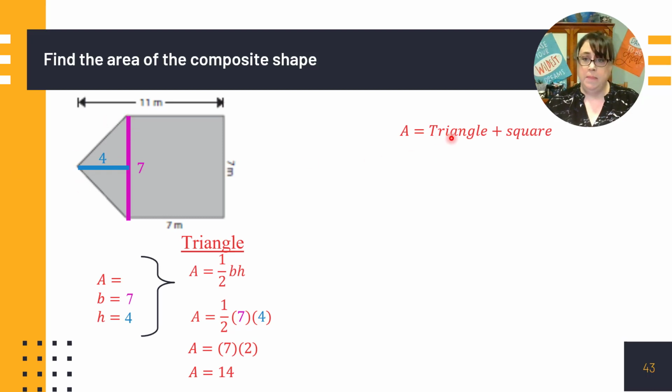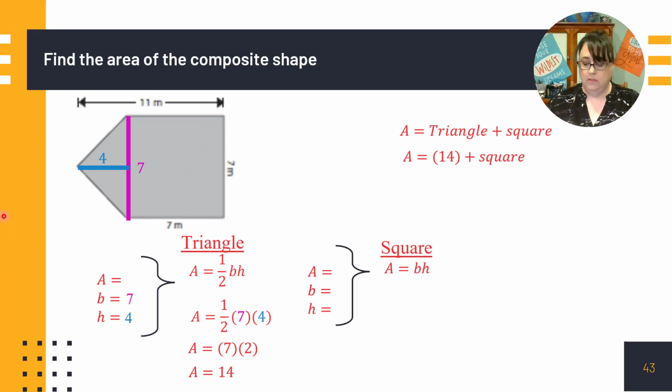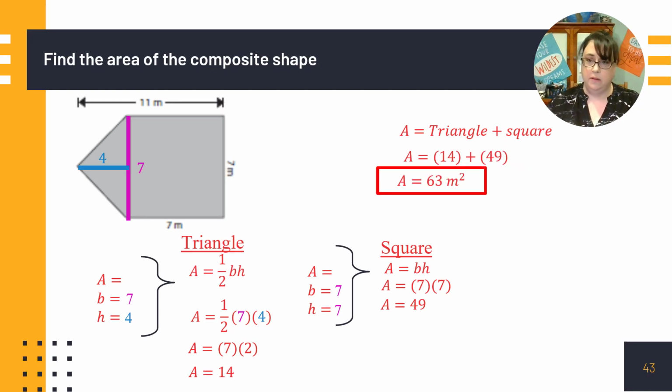So I'm going to substitute it in there where instead of triangle, I'm going to write 14. So now I had to go find the area of the square. So the square is base times height. And so that's this right here, base times height. So the base was 7 and the height was 7. So 7 times 7 is 49. And so now what I'm going to do is take that, and I know it's the square, and I'm going to substitute it in for the square. And now I have 14 plus 49, which is 63 meters squared.